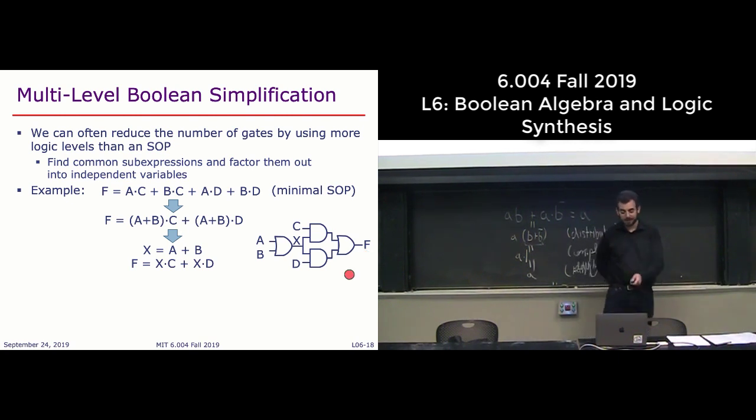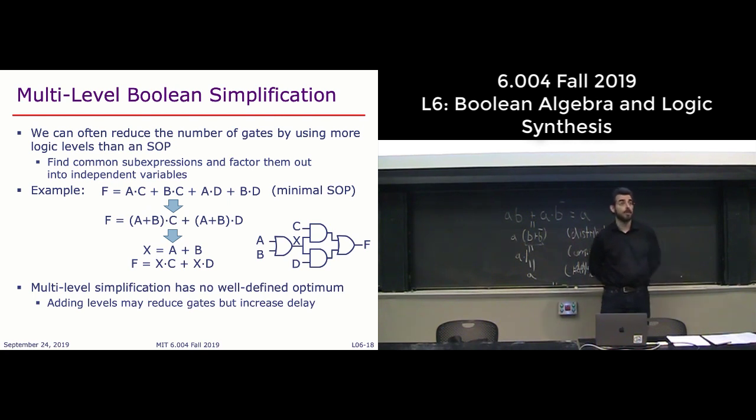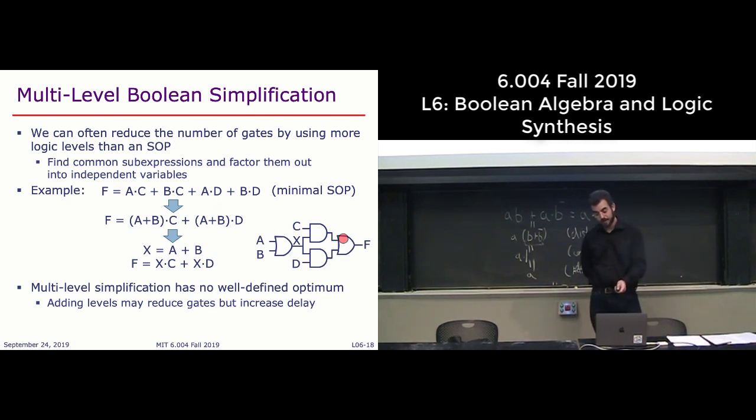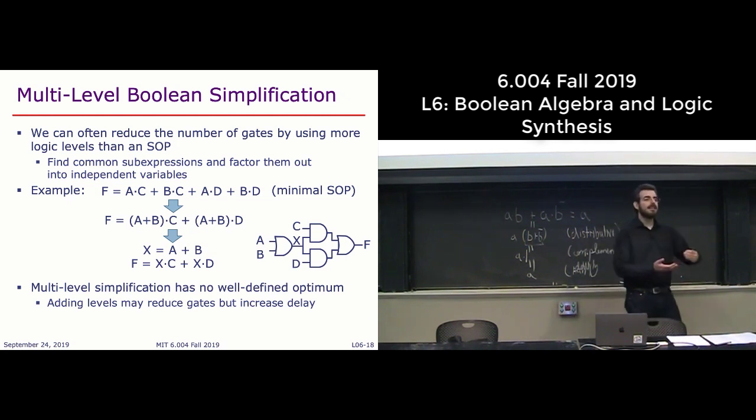Now, this circuit has 4 gates. This circuit over here would have many more gates, right? 1, 2, 3, 4 2-input AND gates, and either 1 4-input OR gate, or at least 3 2-input OR gates. So we've gone to a much simpler design. However, these designs might have more delay because there are more levels here. So the key takeaway here is that once you start adding levels, there's no well-defined optimum.